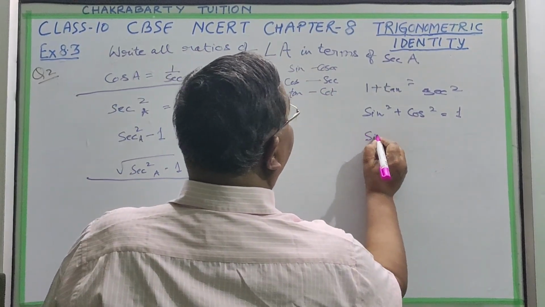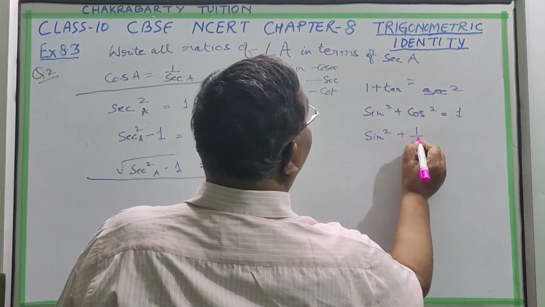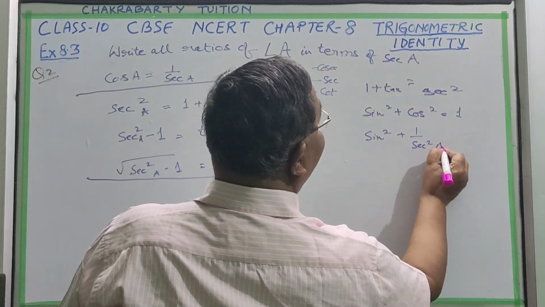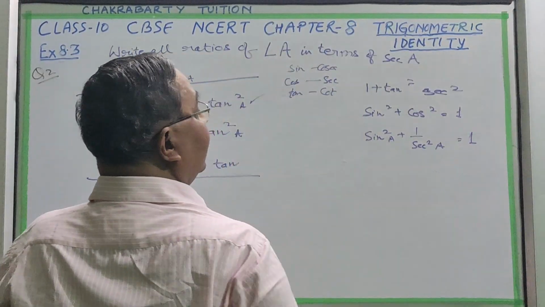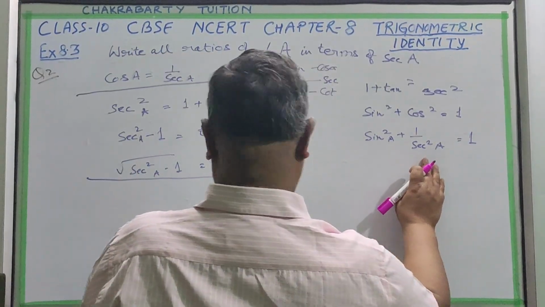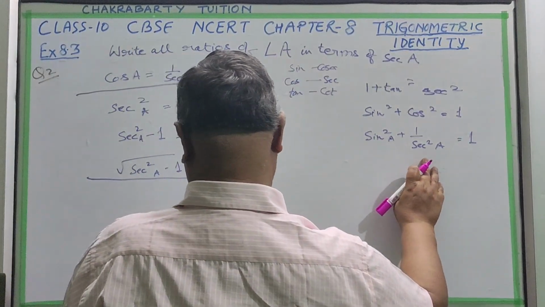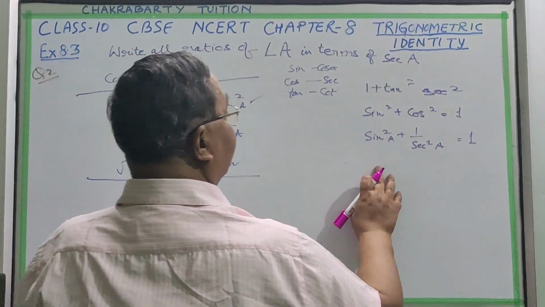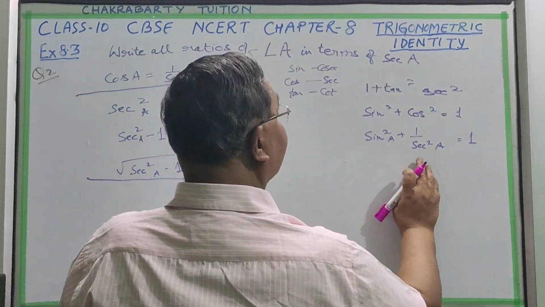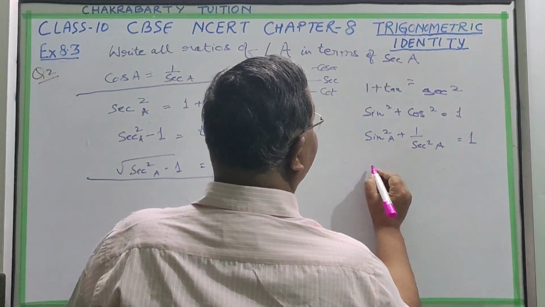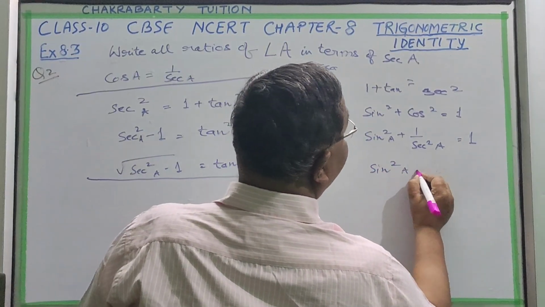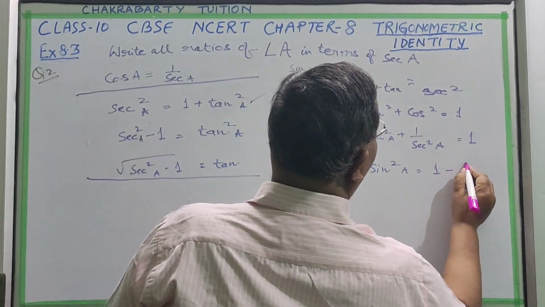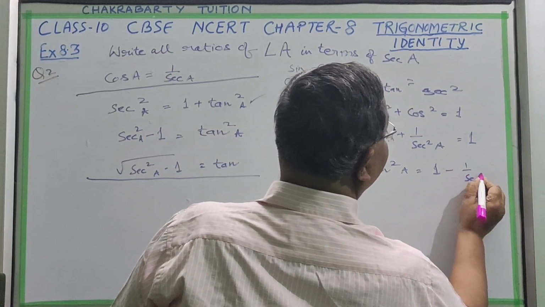So what we will do? Sine square A plus 1 upon sec square A, here A everywhere you have to write, equal to 1. Now what we can do? This we will take to the other side, so that sine we can find out. Sine square A is equal to 1 minus 1 upon sec square A.